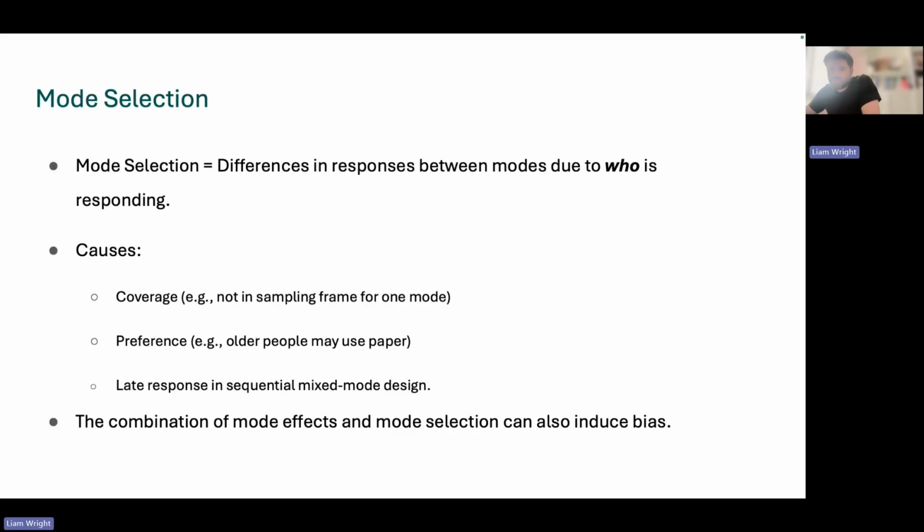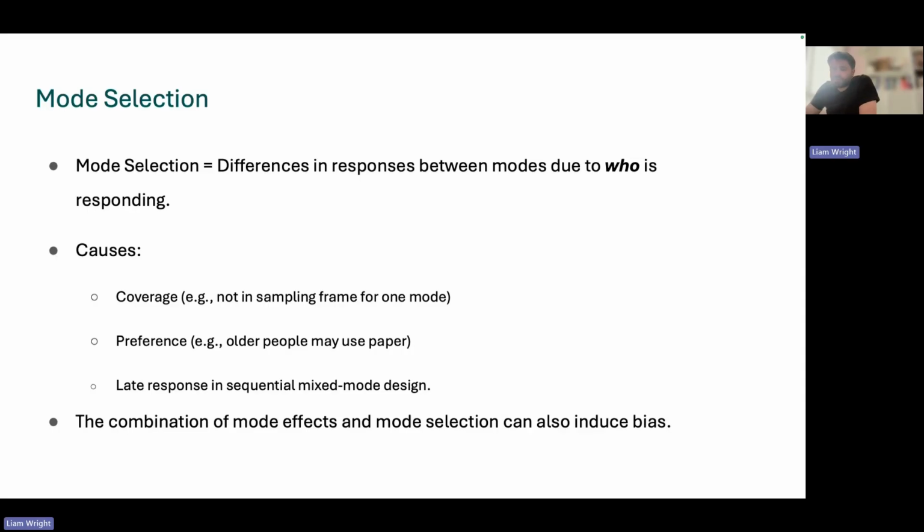Now, mode effects aren't the only reason why you might get differences in responses between modes. It can also occur because of something called mode selection, which is differences in responses between modes due to who is responding rather than how they are being measured. People are rarely randomized in surveys to different modes. There are usually differences in the characteristics of the people between different modes.